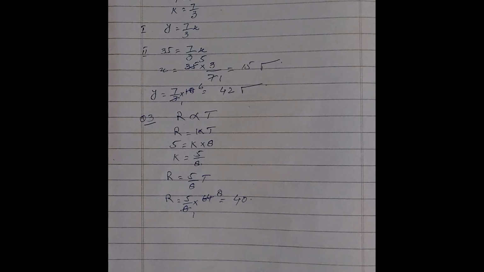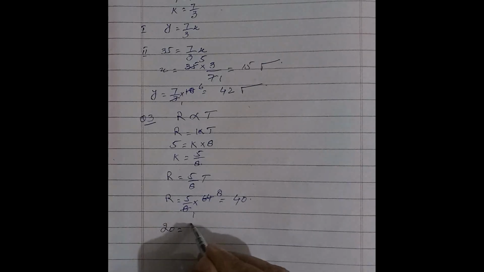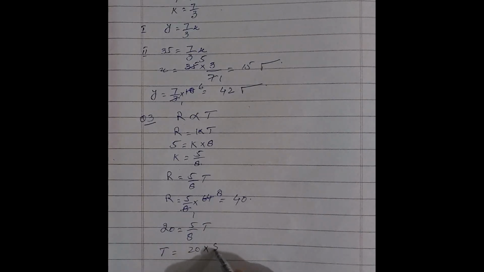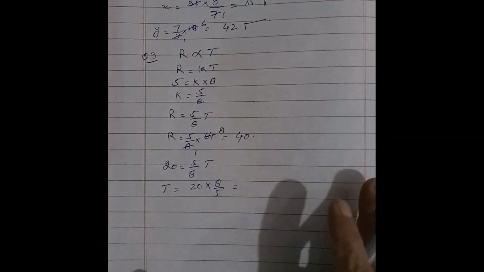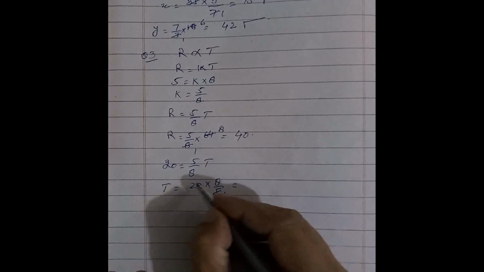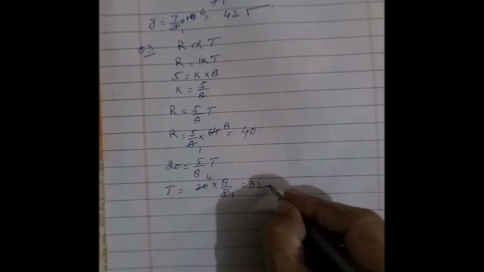And the other value, find t when r is equal to 20. So we put the value of r in this equation. We get r is equal to 20 is equal to 5 over 8 t, and t is equal to 20 multiplied by 8 over 5. Now we simplify these values. We get 5 ones are 5, 5 fours are 20, 4 eights are 32.